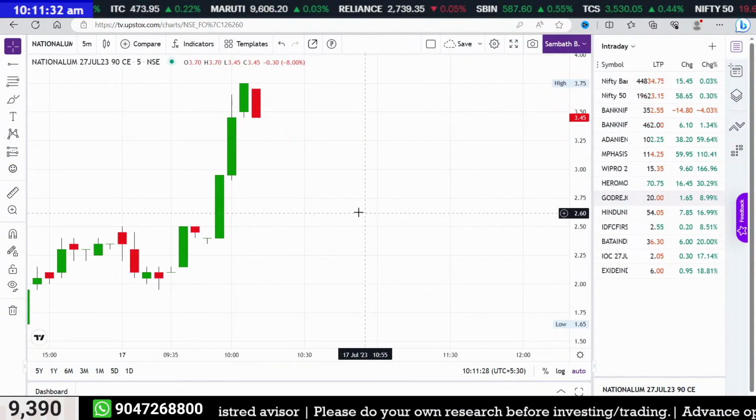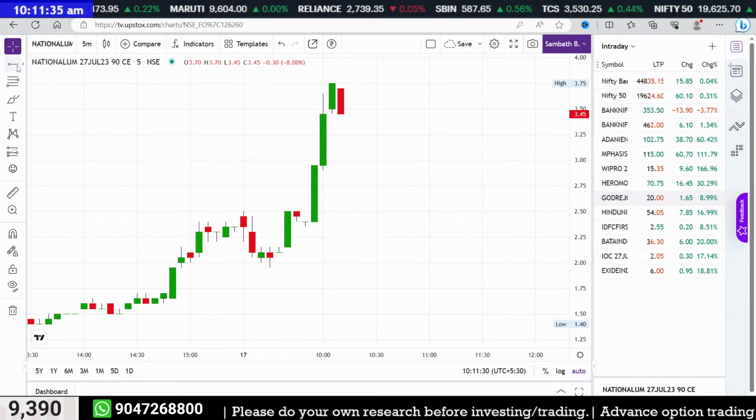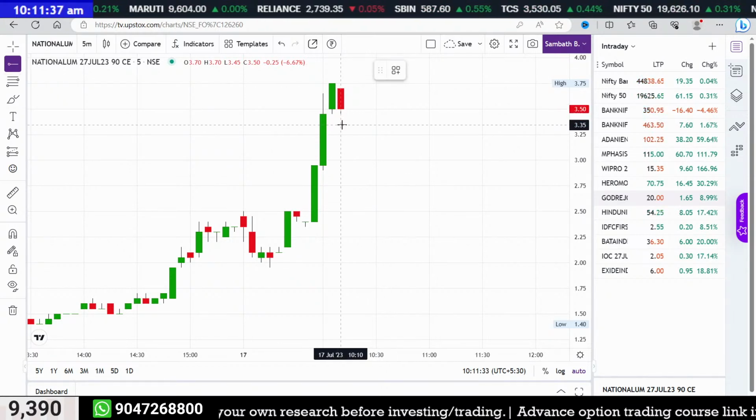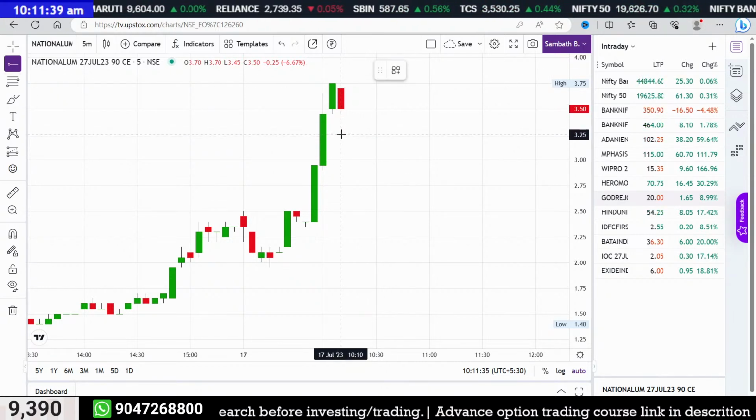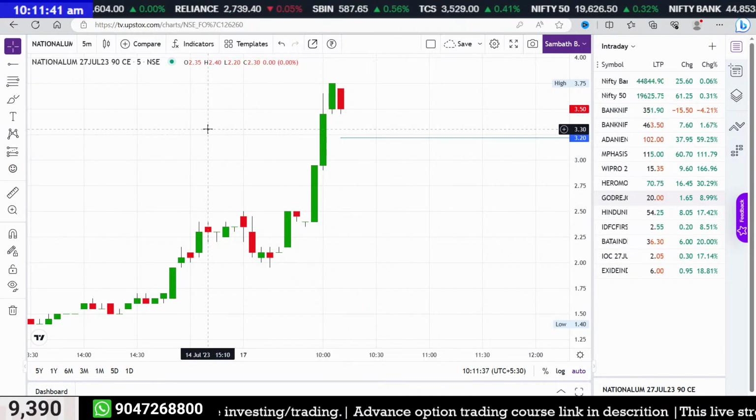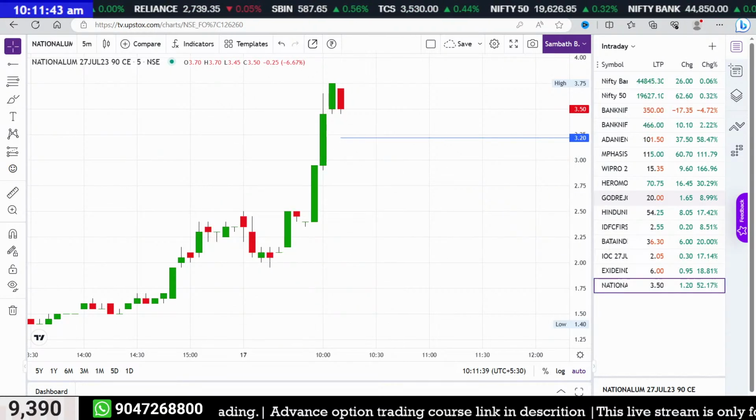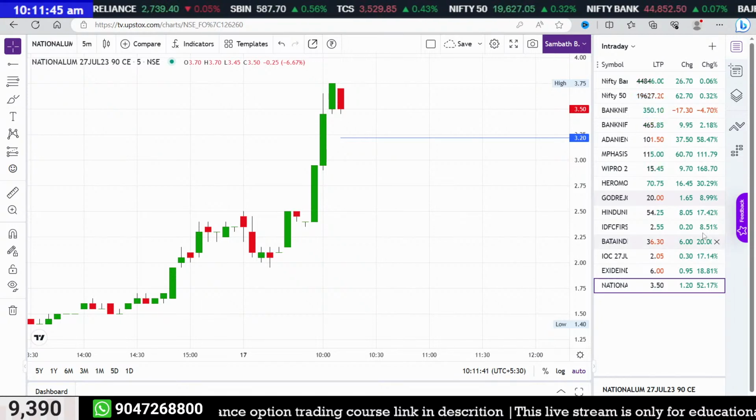So this one is a trigger. So maybe we can track for a 3.2. But it came to 3.2. This is also one more opportunity. So let me track this. 3.5. 3.2 is our entry point.